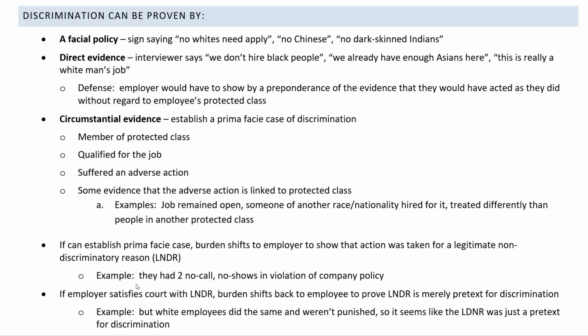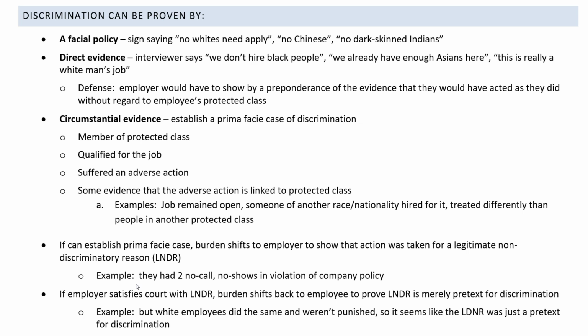If accused of direct evidence, a defense an employer has is they would need to show by a preponderance of the evidence, meaning 51% or more likelihood, that they would have acted as they did without regard to the employee's protected class. For instance, maybe they did say that in an interview, but it came up in a background check that the applicant had a criminal history, and that would have disqualified them from employment anyway. So that could potentially be a defense.